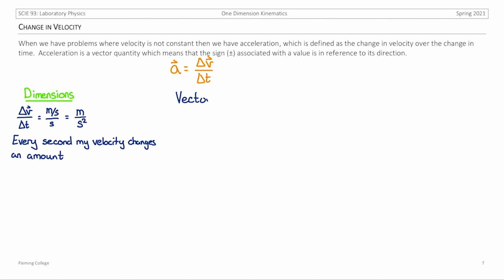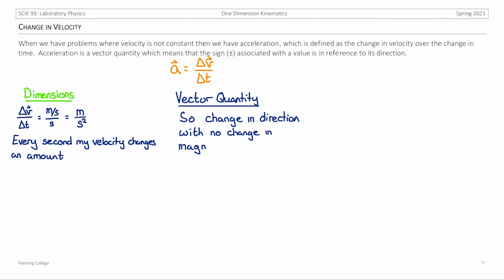One of the interesting things about acceleration being a vector quantity is that a change in direction, even with no change in magnitude of the velocity, would still count as an acceleration. So objects going around circles at a constant magnitude of velocity are accelerating towards the center of the circle all the time. We're going to, sorry for the pun, circle back to that in a couple of units.